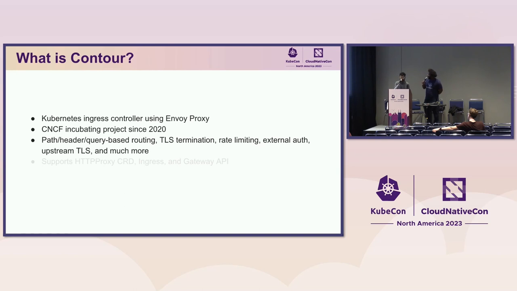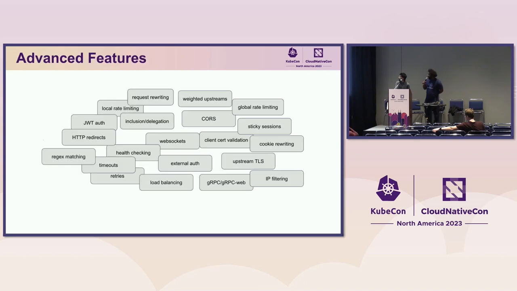Some of the features that Contr has, you can see on the screen: path, header, and query-based routing, TLS termination, and a lot of other advanced features that are implemented in most API gateway implementations.